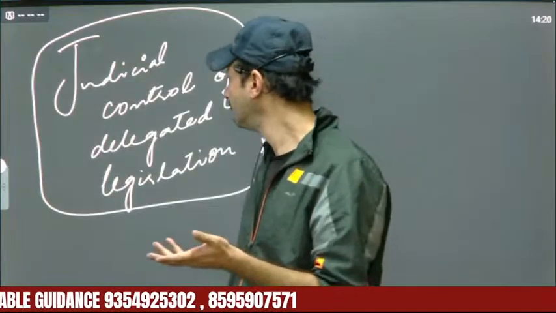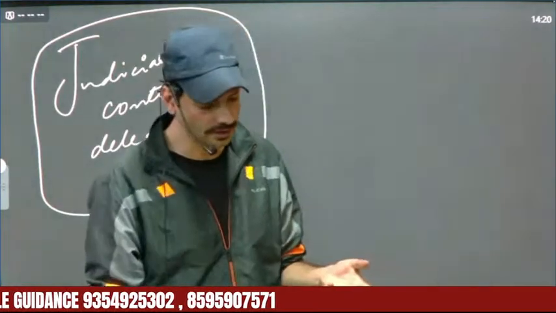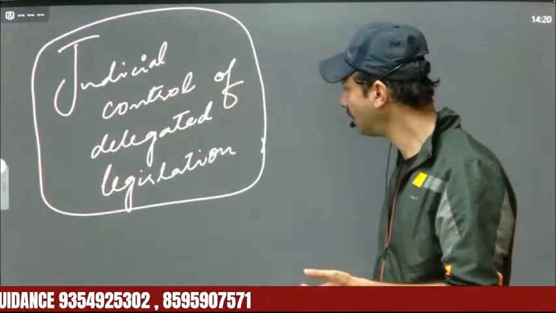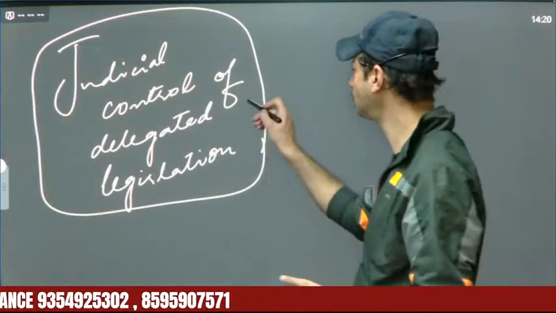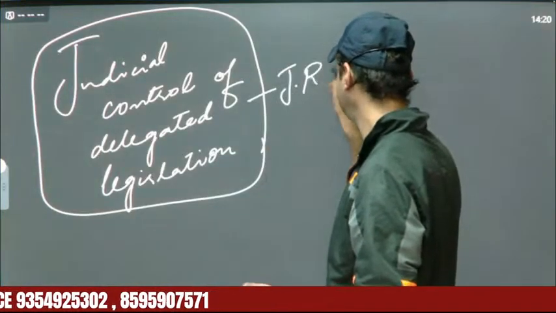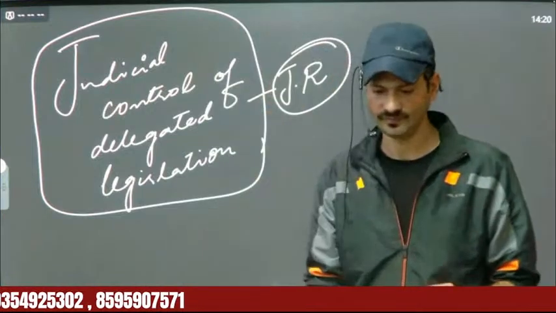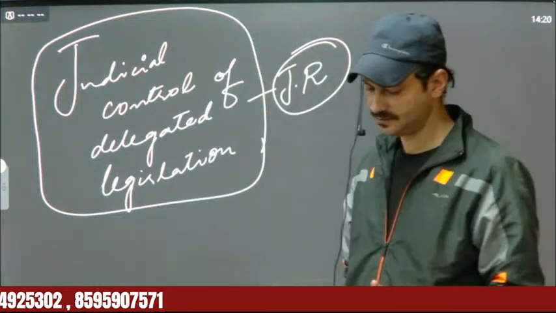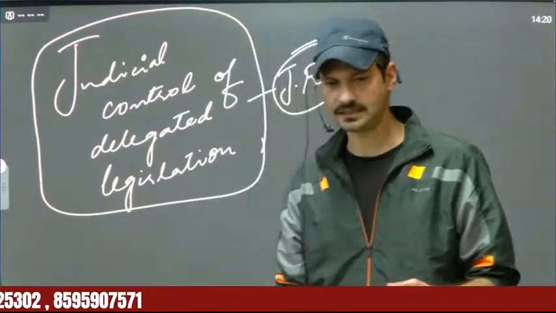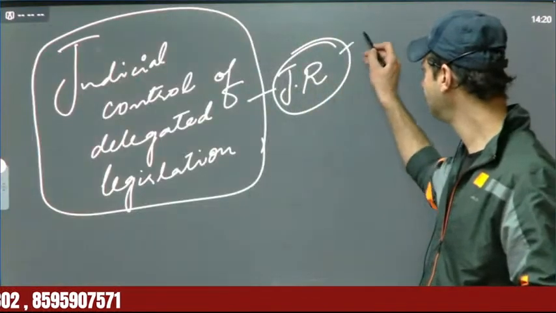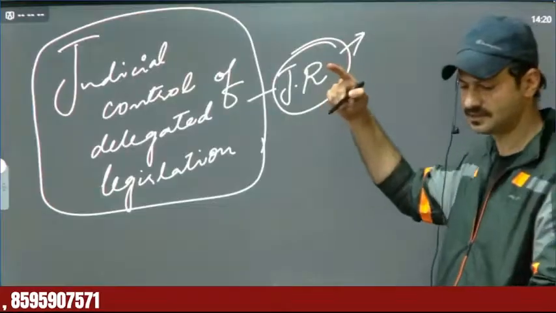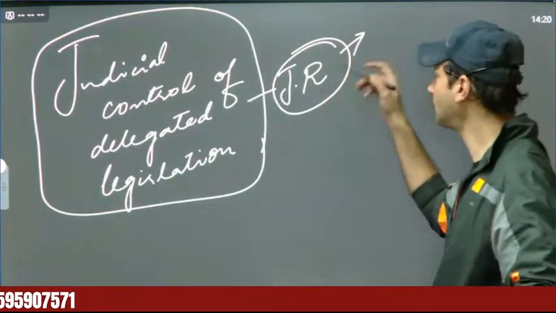Okay. Now, judicial control over the delegated legislation is ensured through judicial review. The courts satisfy themselves of the substantive ultra vires.